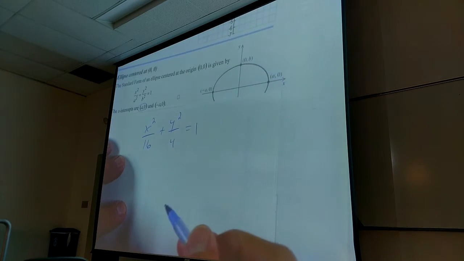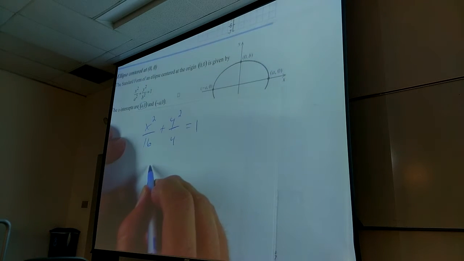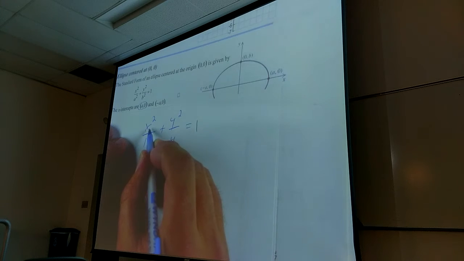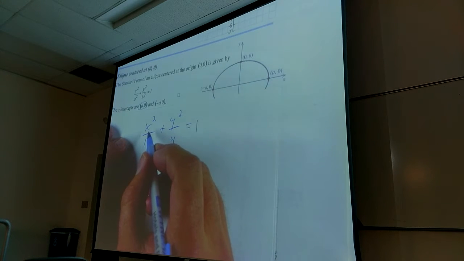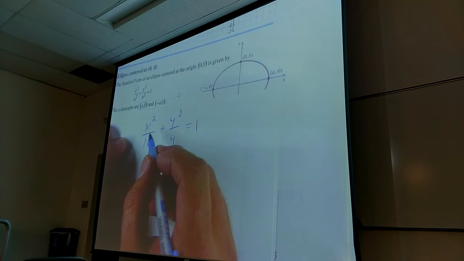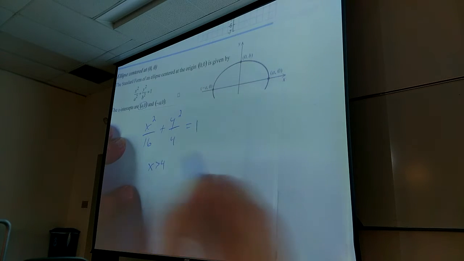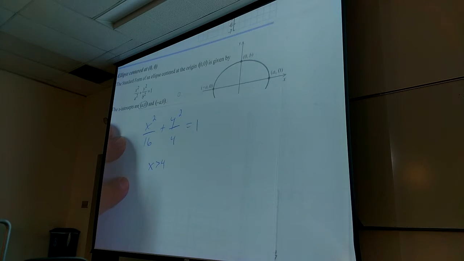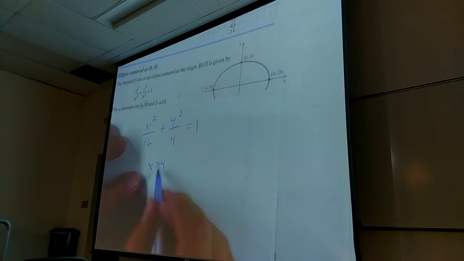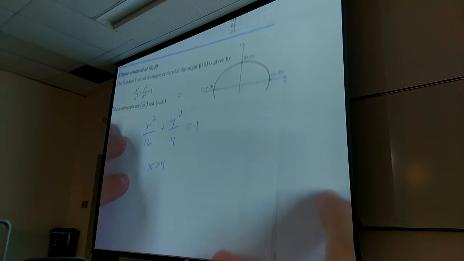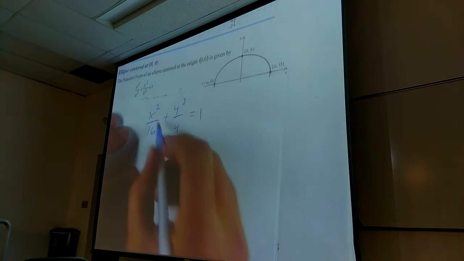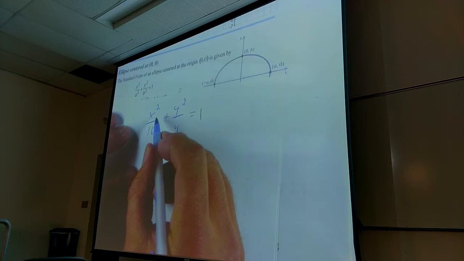Let's talk about this a little bit. Why can't x be bigger than 4? I love this question. If I try to put x bigger than 4, pick a number bigger than 4. 5. If I try to plug that in, what happens?